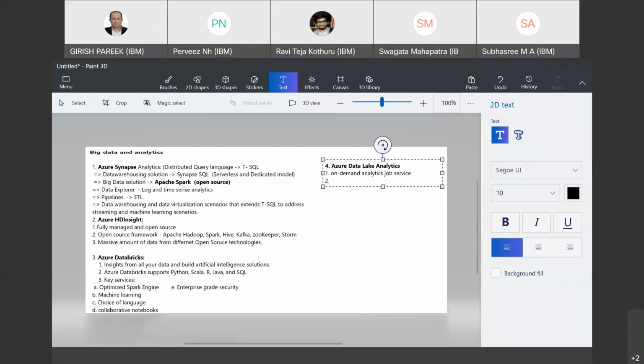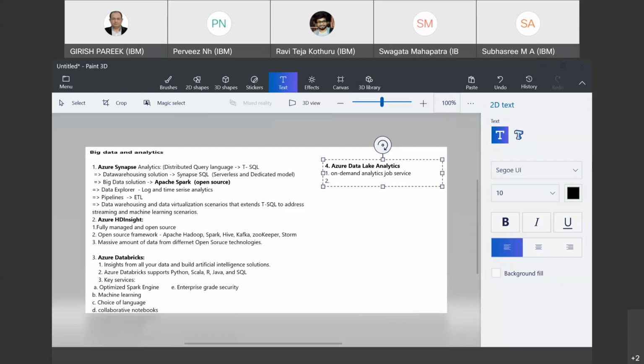There are no virtual machines or clusters to wait for. You will be able to manage without any server, without any virtual machine, without any cluster. Instantly you will be able to scale and process your data with the help of Azure Data Lake.